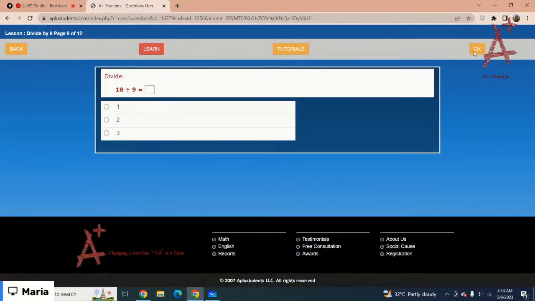Okay, 18 divided by 9. 9 times what number makes 18? 9 times 2 makes 18. So the correct option is 2.